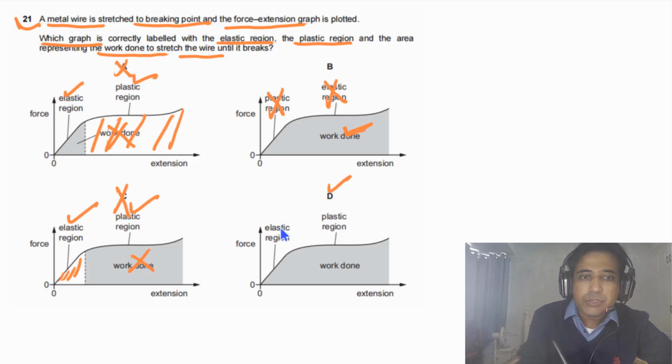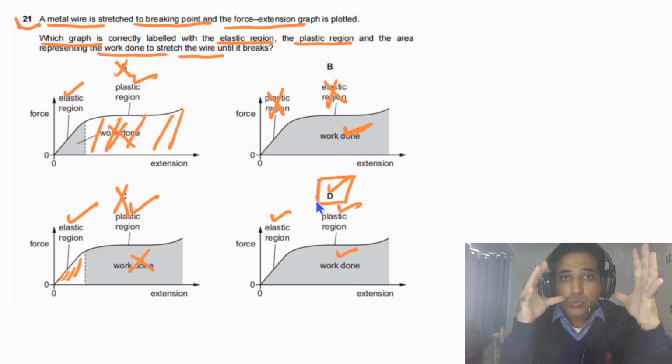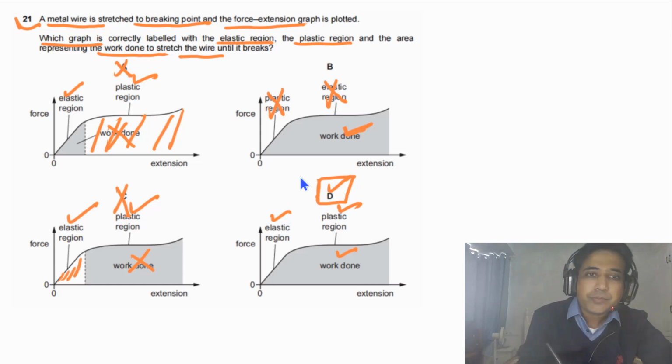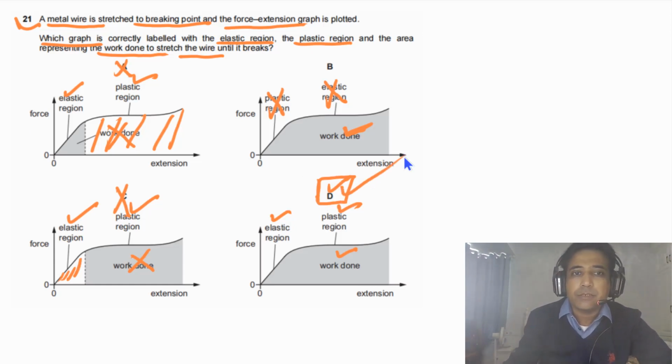If you look at option D, we have elastic region, plastic region, yes. Work done, yes. So the answer for this question is D. Total work done is the total area under the loading curve. So the answer for this question is D.